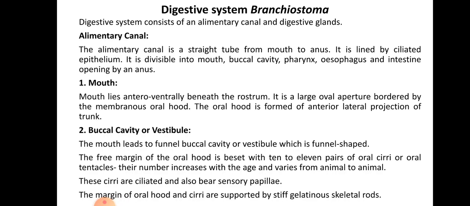Now the alimentary canal mainly consists of different regions like the mouth, the buccal cavity, the pharynx, esophagus, intestine, and anus. So let us learn one by one in detail.